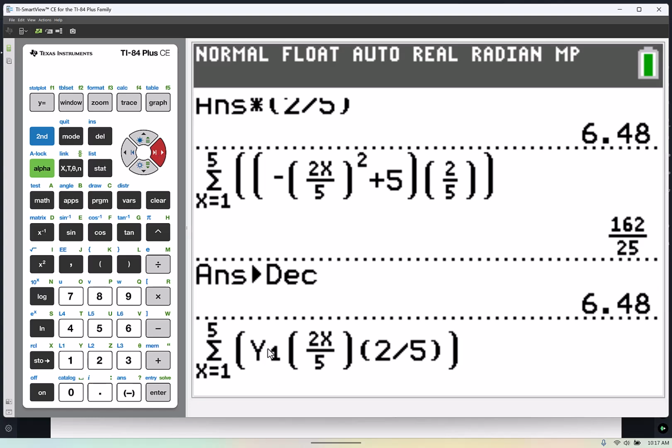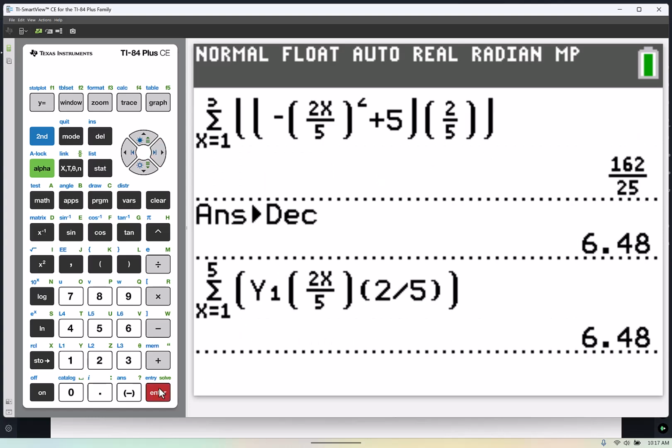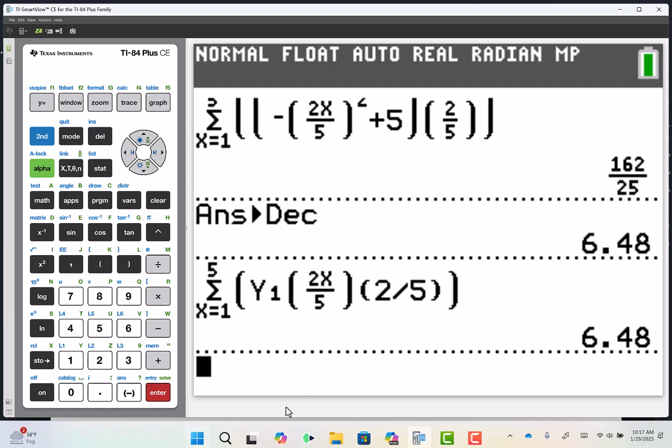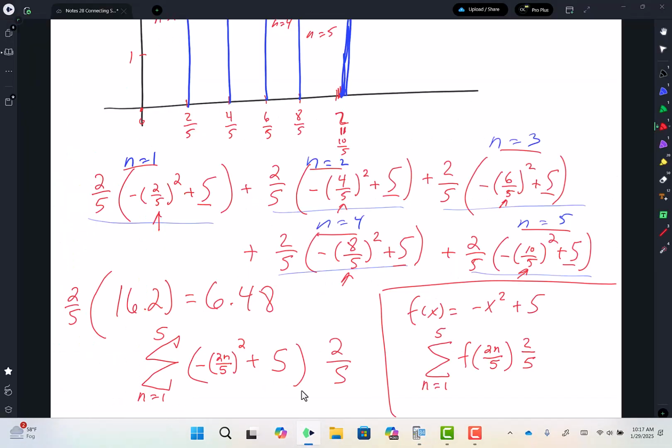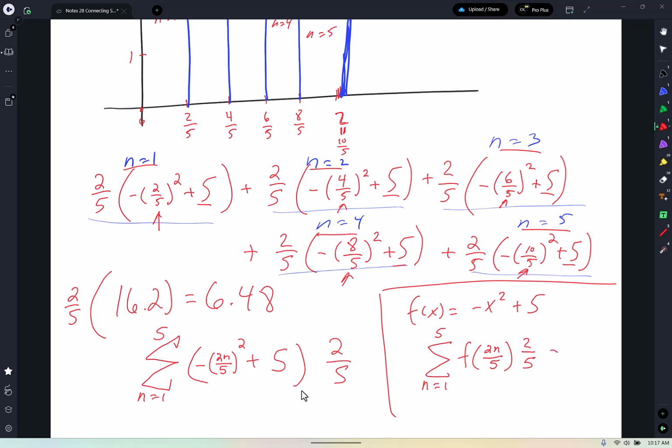This is like your height, the y1, and the 2/5 is your delta x. Width times height. And I'm just adding them all up. Enter. And look at that. If you understood that, you've already jumped a big hurdle. Cool, right? Okay. So we're good. This will also give you 6.48.